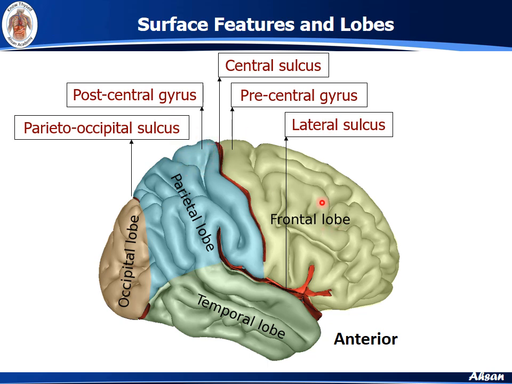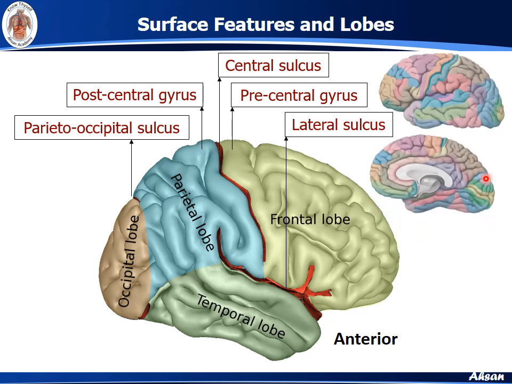The important one is the precentral gyrus. This is the postcentral gyrus. Many other named gyri and sulci are in the different lobe areas. With this knowledge, let us discuss the location and functions of the different functional areas of the cerebral cortex.